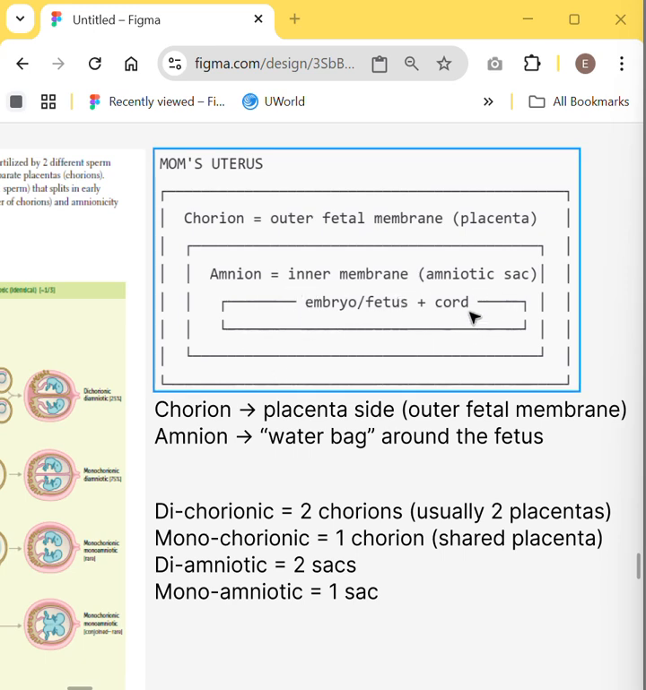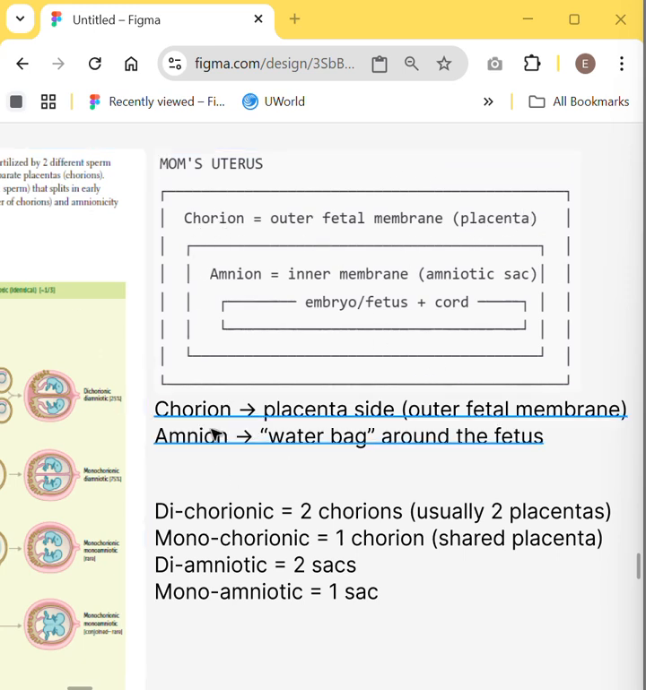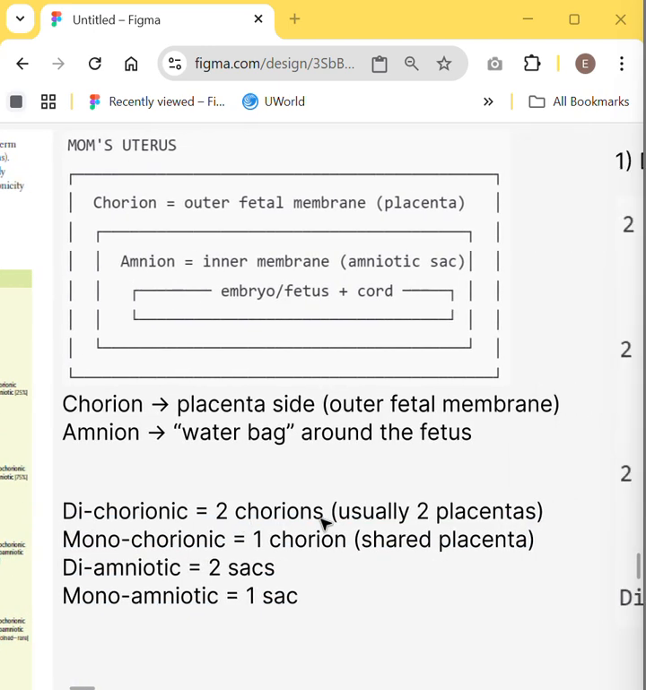Now, in the mom's uterus, there is an amnion, which is the inner membrane or the amniotic sac, in which is the embryo and fetus and cord. And then there's an outer fetal membrane, which is basically the chorion, and that also includes your placenta. So the chorion is the placenta side or the outer fetal membrane, and the amnion is the water bag around the entire fetus.